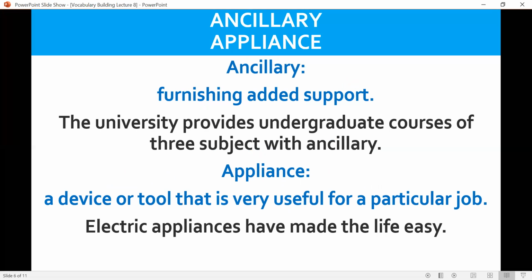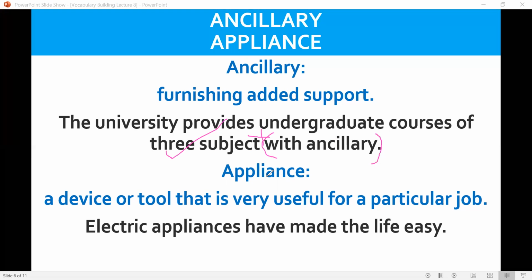Ancillary. Ancillary means which has been offered to you beside the original one, which has been given as a gift or which is attached with some other things. Furnishing added support. The university provides undergraduate courses of 3 subjects with ancillary. Means beside these subjects, they are also offering some other subjects with these subjects as added support.